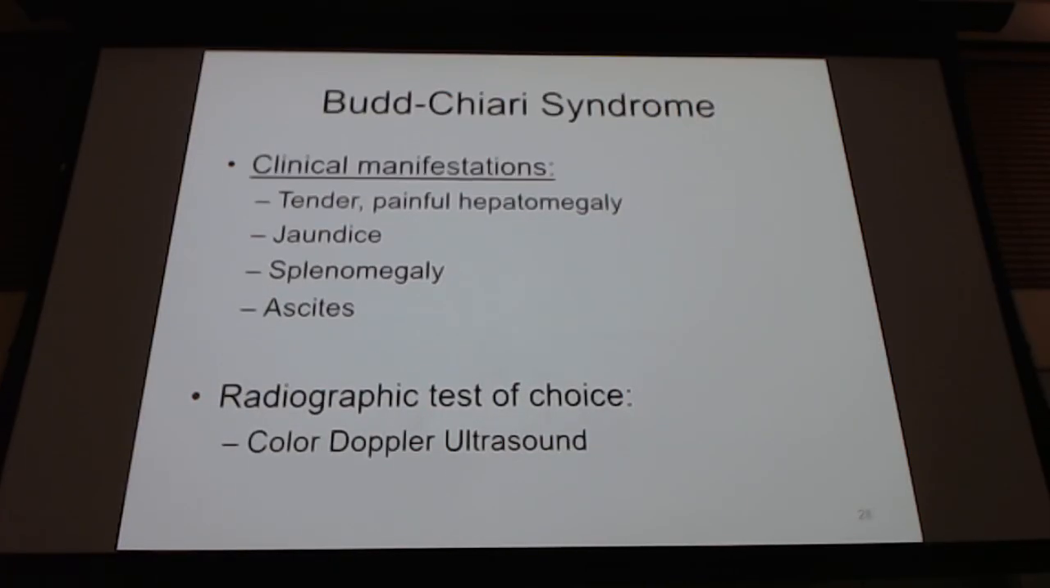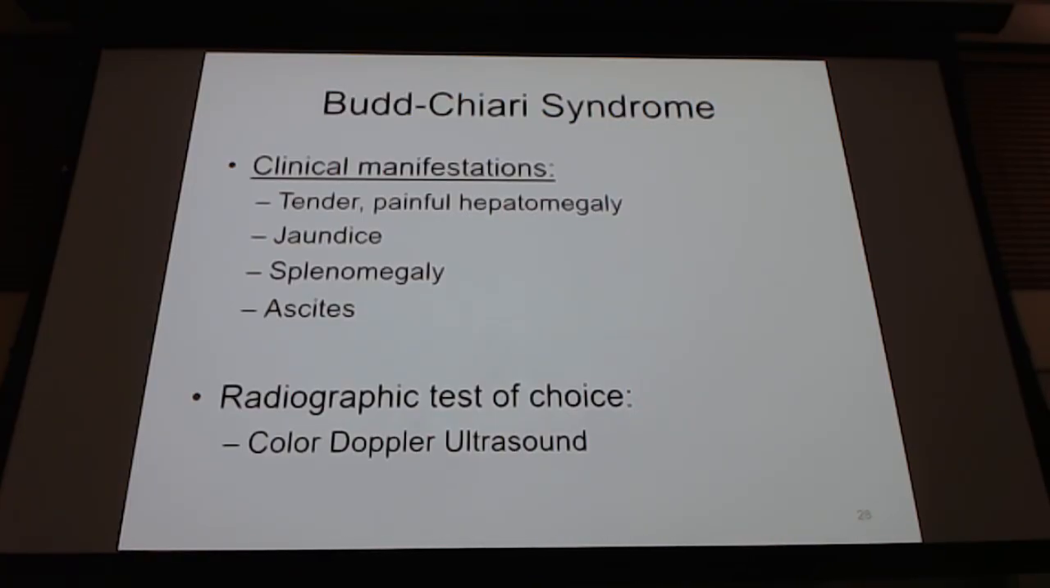These people have a tender, painful, enlarging liver. They can have jaundice, an enlarging spleen, and ascites. The radiologic study of choice for this is going to be a color Doppler ultrasound, usually done by an ultrasound tech in the radiology department, because they need to look for specific things. And how does that actually look in real life?